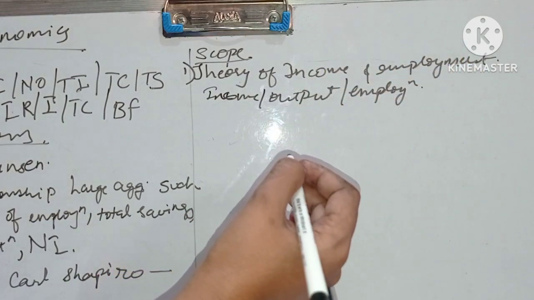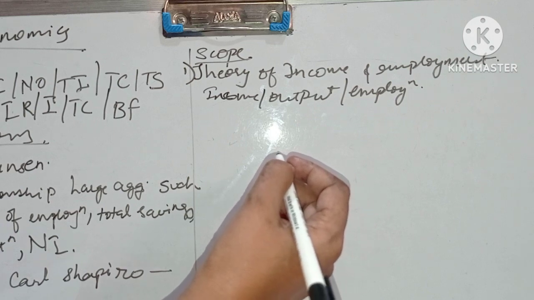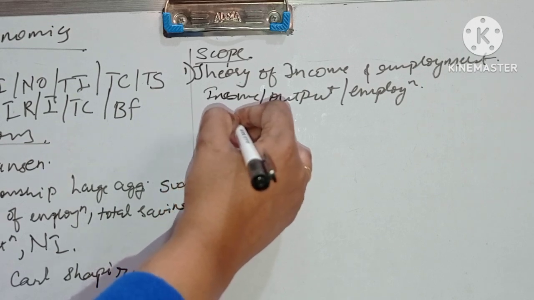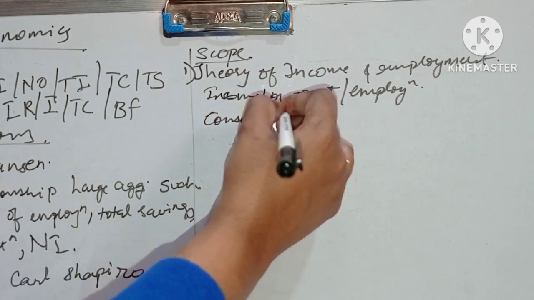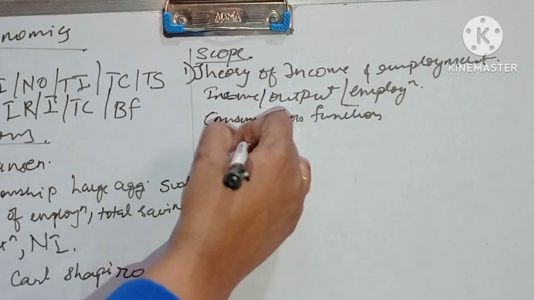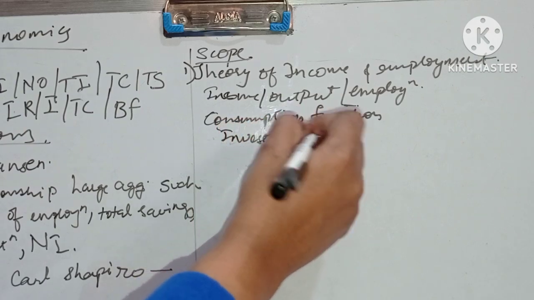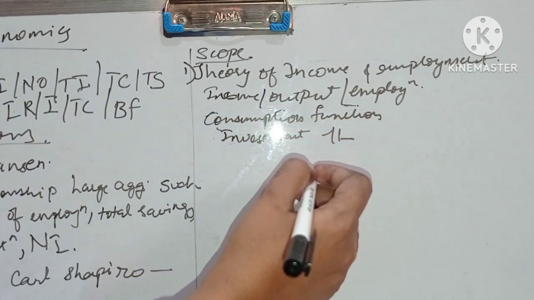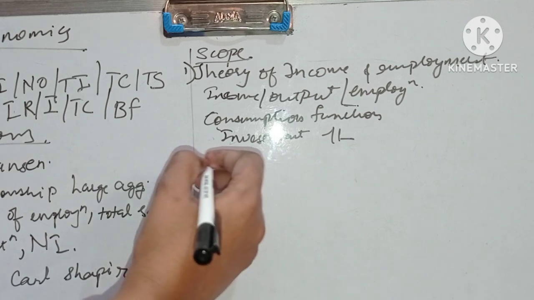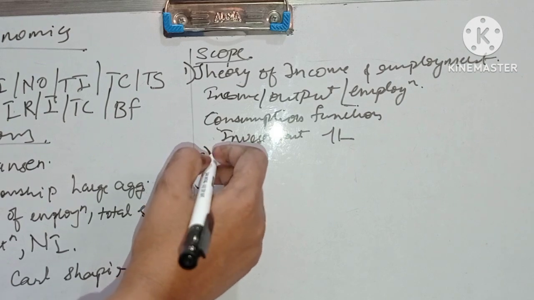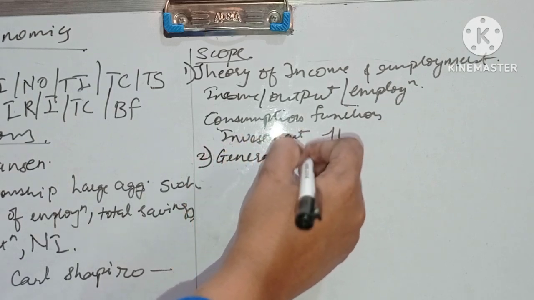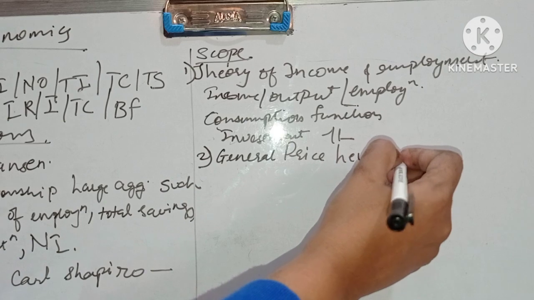To understand how the level of employment is determined, we have to study the consumption function and the investment function. The theory of business cycles is also part and parcel of the theory of income and employment. Then the theory of general price level and inflation.